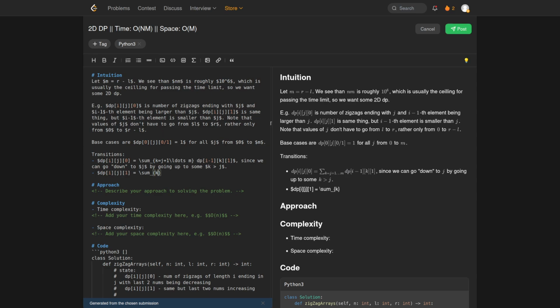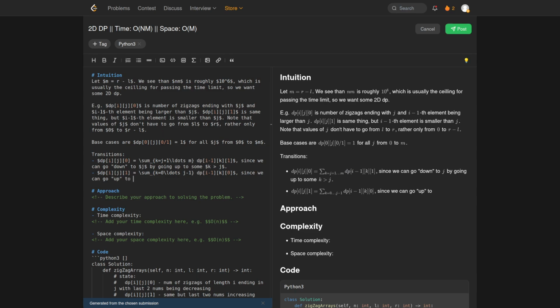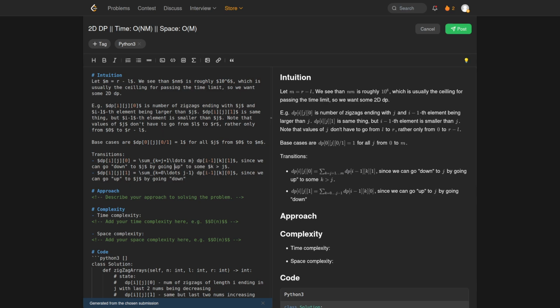dp[i][j][1] is the sum over k from 0 to j minus 1 of dp[i minus 1][k][0], since we can go up to j by going down. So I just put this into quotation marks, the sum over k.